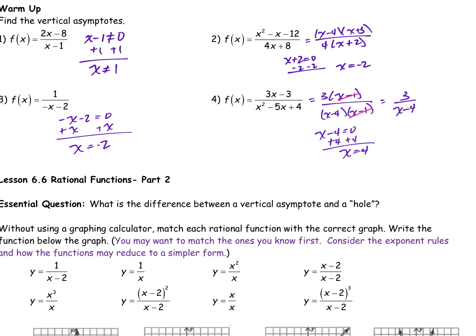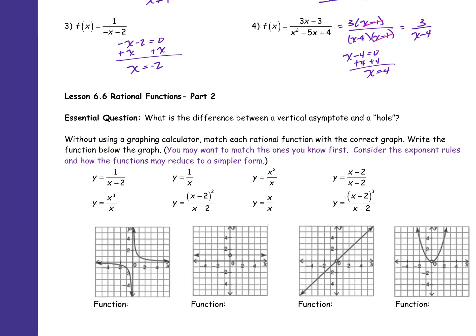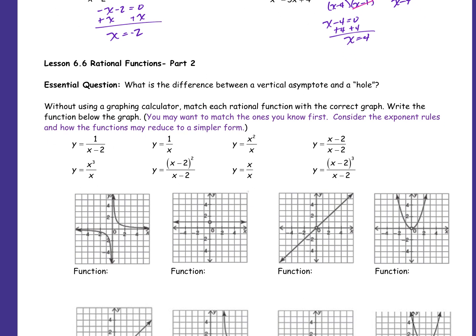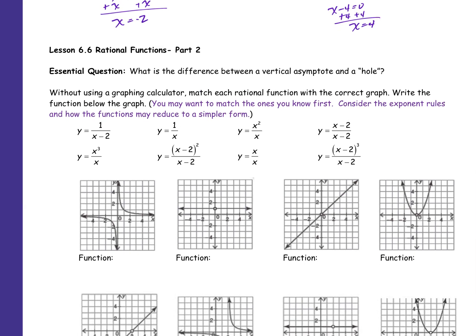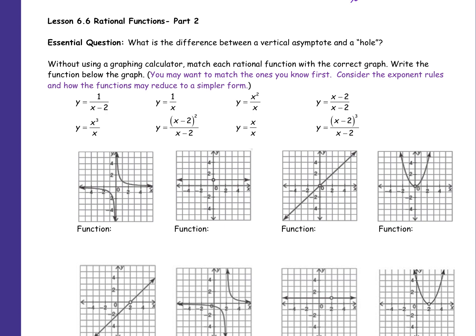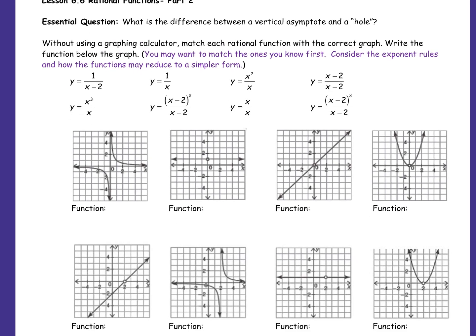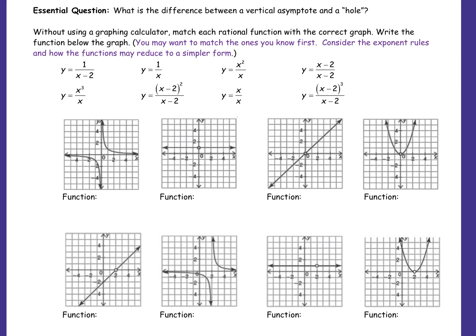So we're going to move on to part 2, and we're going to talk about the difference between a vertical asymptote and a hole. So now we're going to talk about holes. But first, without a graphing calculator, you're going to match each rational function with the correct graph, right? The function below the graph. You may want to match the ones you know first, considering exponent rules and how the function may reduce to a simpler form. So you might want to simplify them and see if you can match them.